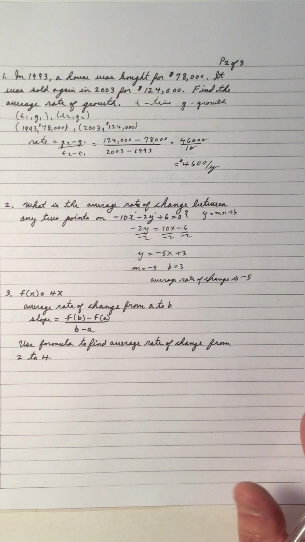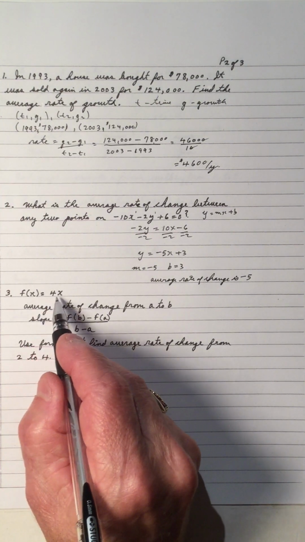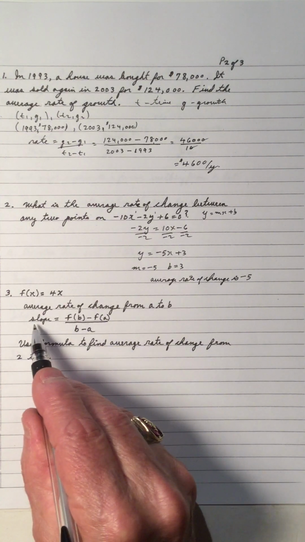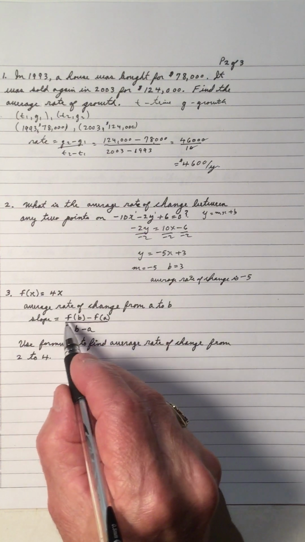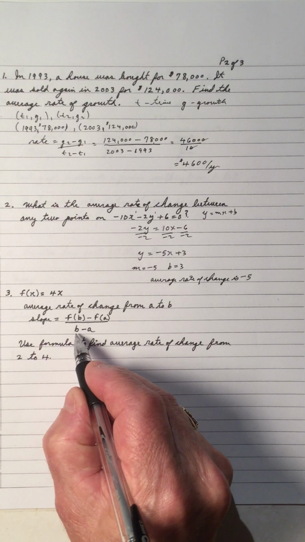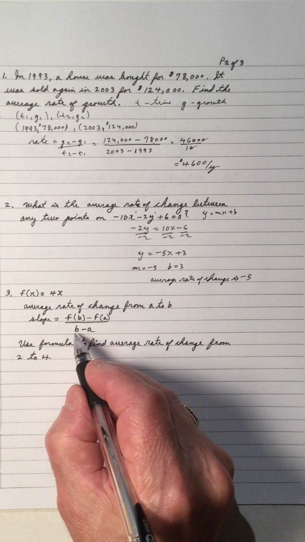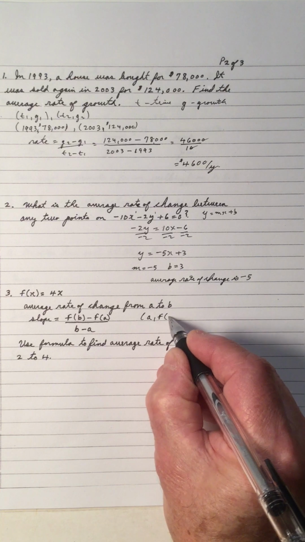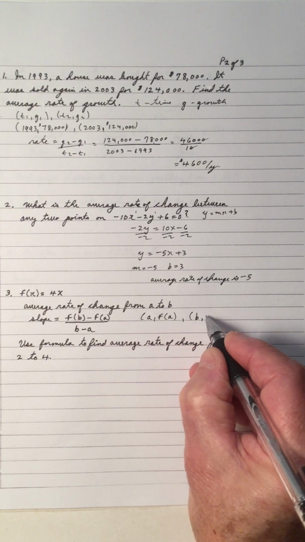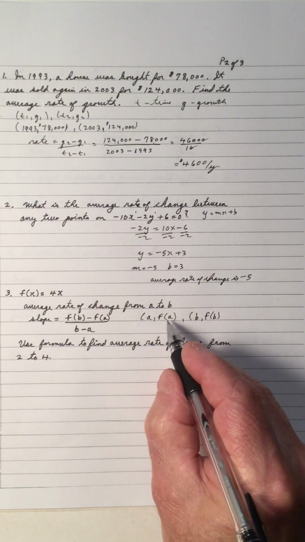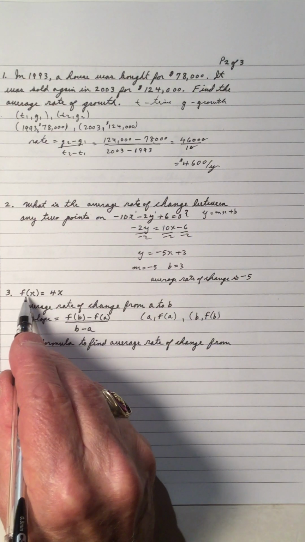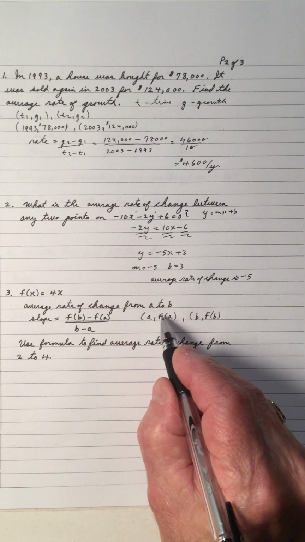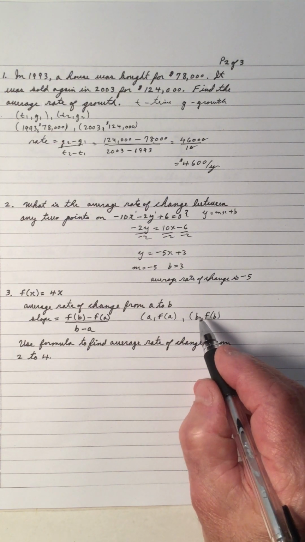Now, another way to represent this is in function notation, f of x equals 4x. The average rate of change from a to b is given by this formula. The slope formula is the same: f of b minus f of a, all over b minus a. So we have a point a, f of a, and the other point b, f of b. If I call that a y, that would be y equals 4x. So f of a is the y value at a, and f of b is the y value at b.